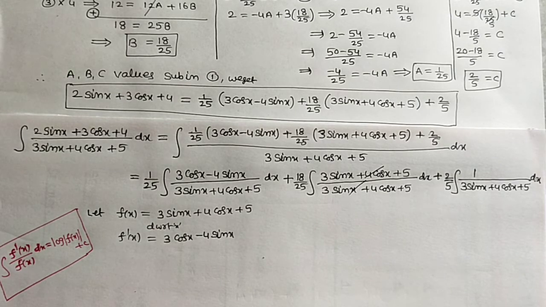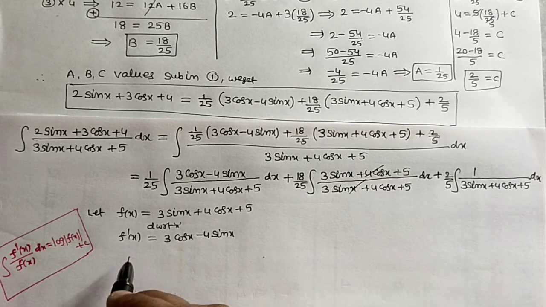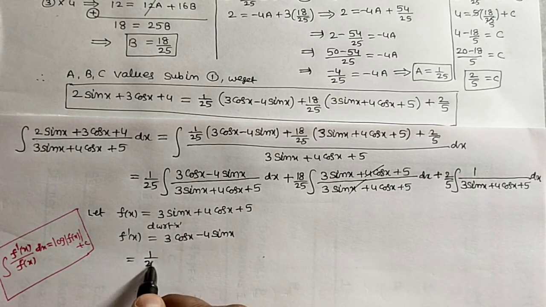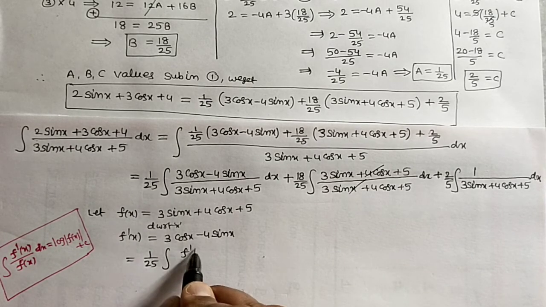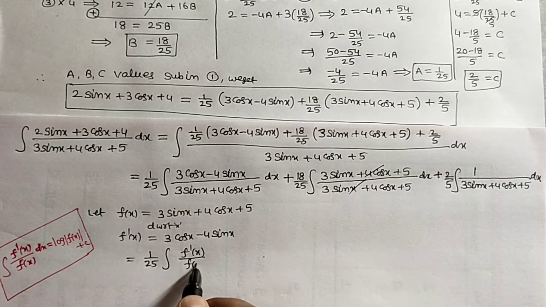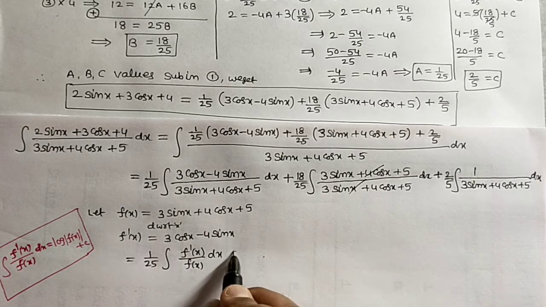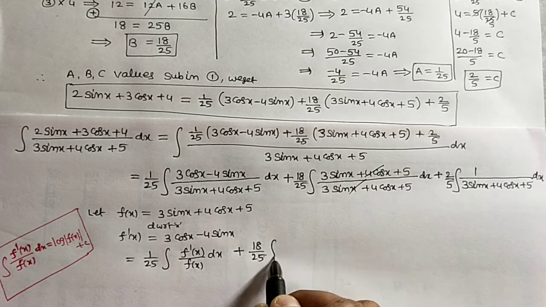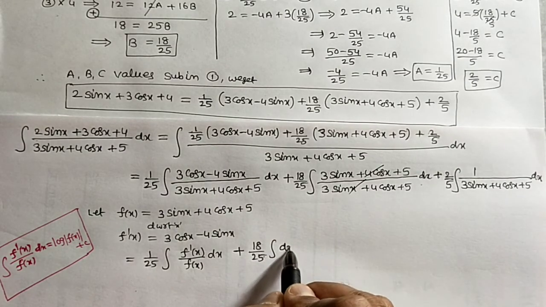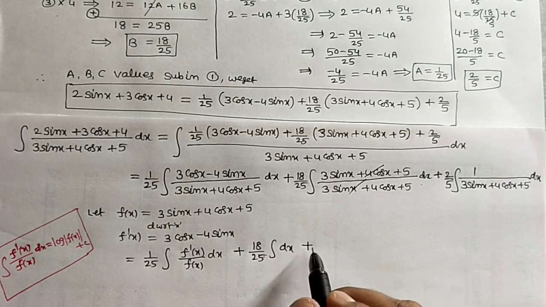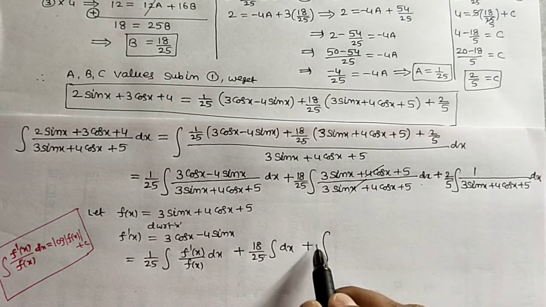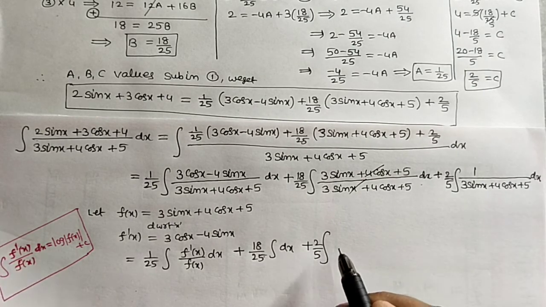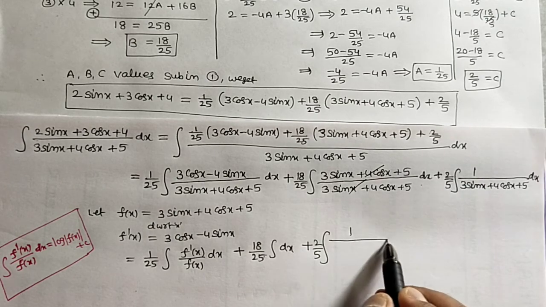So first you have to substitute the respective values. 1 by 25 integral f dash of x by f of x into dx plus 18 by 25 integral into dx plus integral 2 by 5, the constant we can take outside already, 1 by.